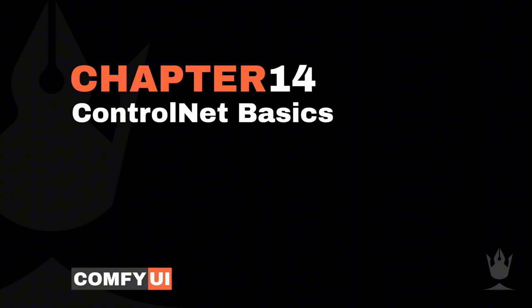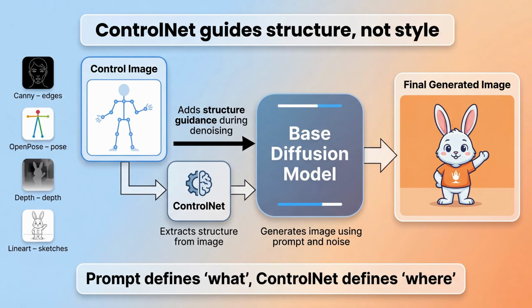Now that you understand diffusion, prompts, image-to-image, LoRas, and workflows, we are ready to talk about ControlNet. ControlNet is one of the most powerful features you can use in Comfy UI. In simple terms, ControlNet lets you guide image generation using an extra image, not just text. Instead of saying what you want only with words, you can also show the model what you want.